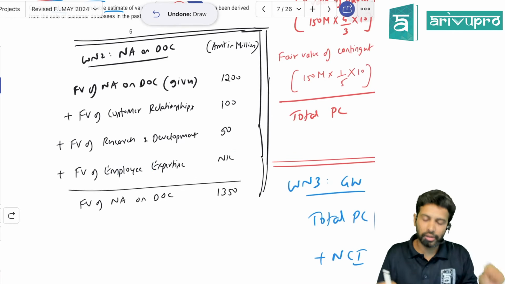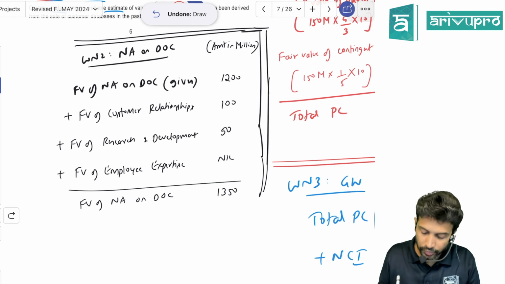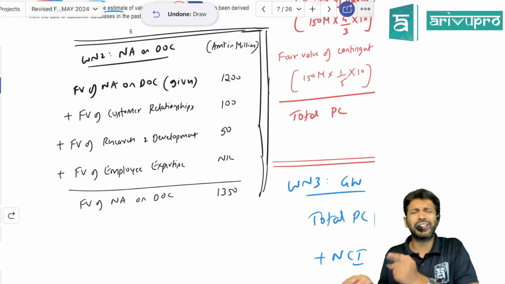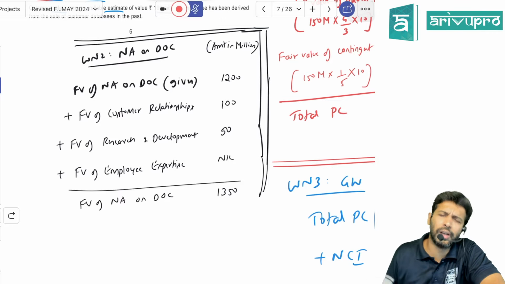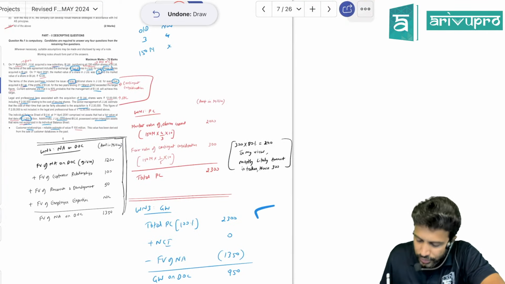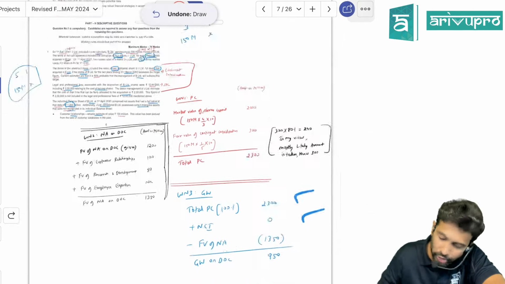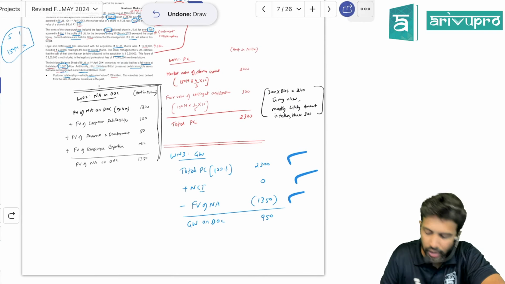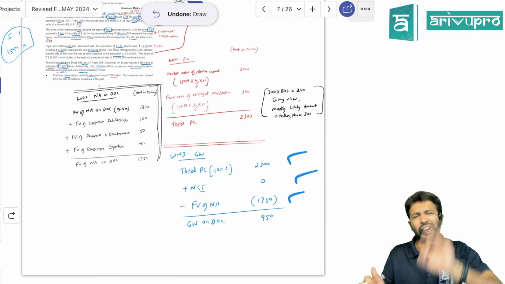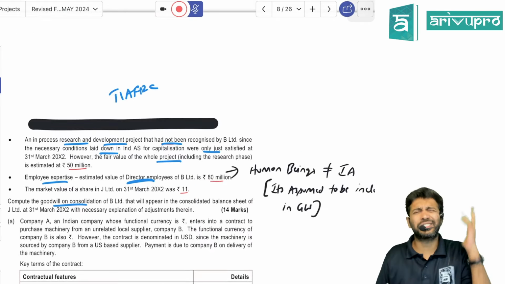All right. So after doing all this adjustment, the revised fair value of net assets on the date of control becomes 1357. Now we can straight away calculate goodwill also. How do you calculate goodwill? Take PC, which we already calculated, 2300. It's 100% acquisition, so NCI is 0, minus the fair value of net assets on the date of control, which we got to be 1350. Reduce that, you'll get goodwill on the date of control. They only ask for the goodwill on the date of control, so the answer is 950. That's it. A very straightforward question.